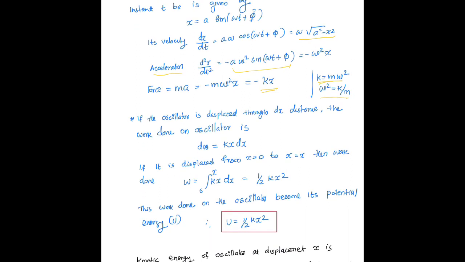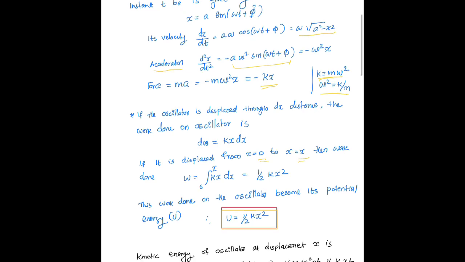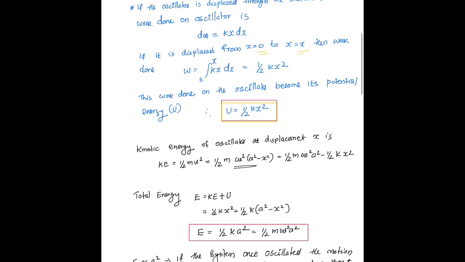If it is displaced from x equal to 0 to x equal to x, the total work done W is the integral of dW, which is kx dx. The integral of kx dx becomes half kx square. This work done is stored as potential energy. So the potential energy of a harmonic oscillator is U equal to half kx square. It's a very important expression.